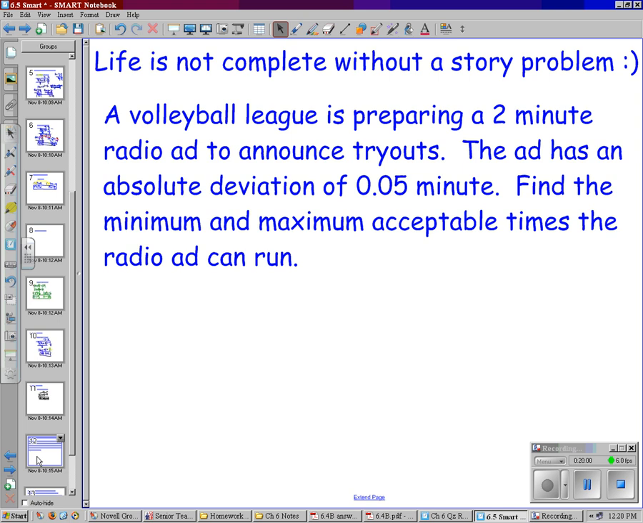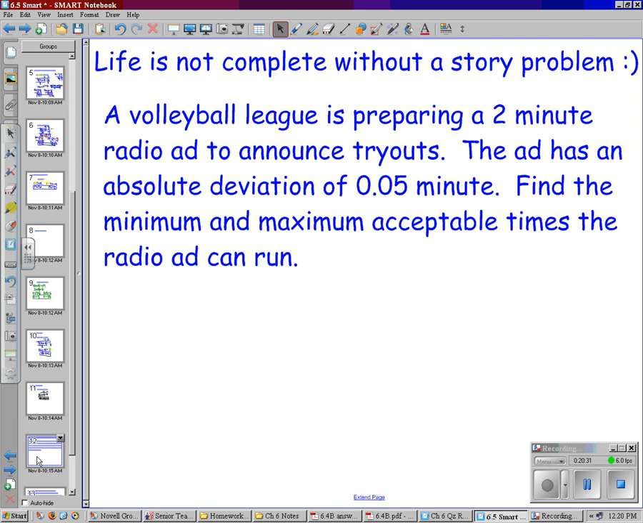Here's the deal. We know that there is a margin of error on things. It can be off a little bit. Unless you are a physicist and you're dealing with very minute measurements, more than likely things are off just a smidge. Well, we have an ad. The people want to have a 2-minute radio ad, but it can be off by 0.05 of a minute. That's how long they'll let it run. Long or short.